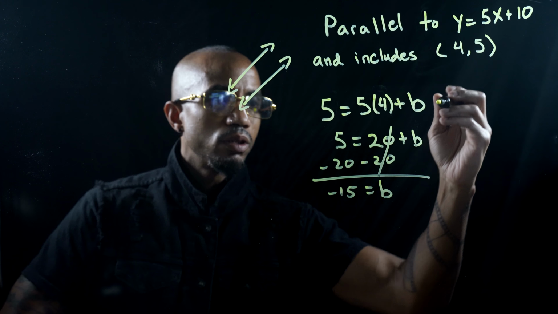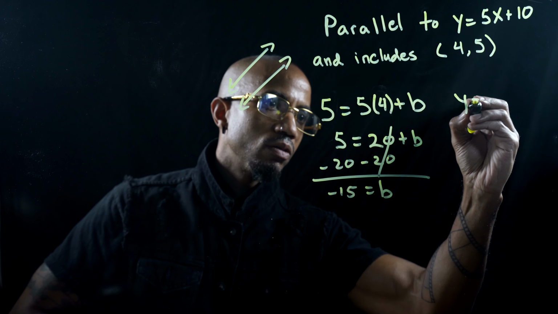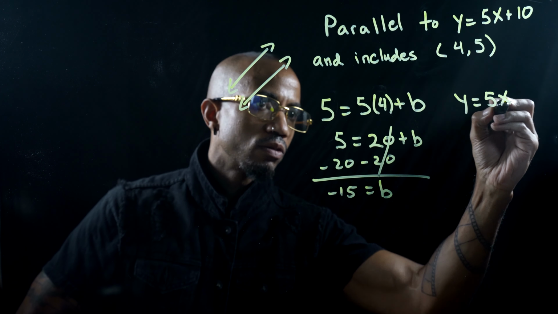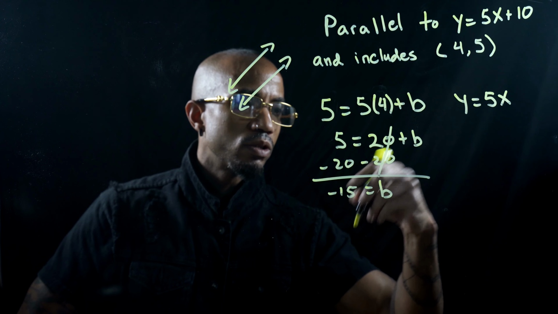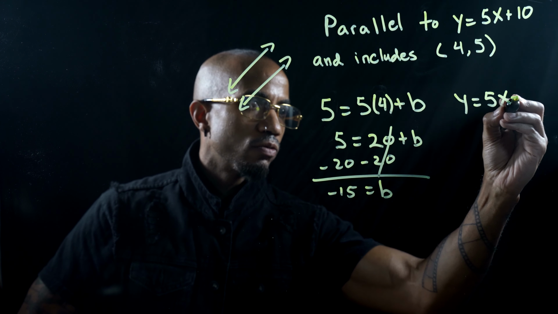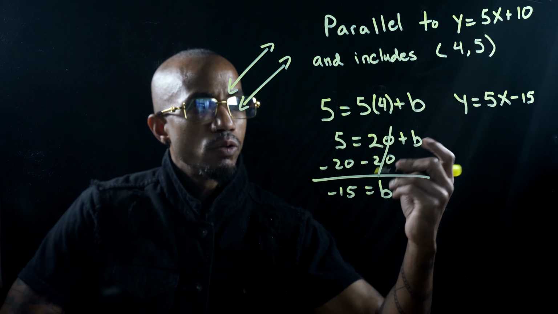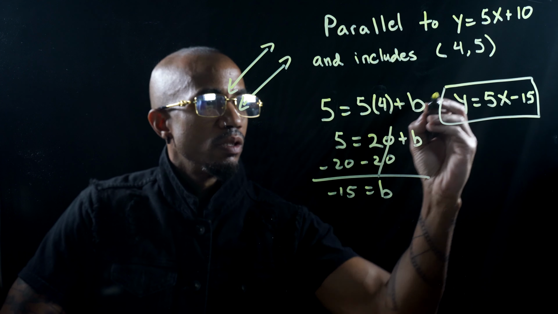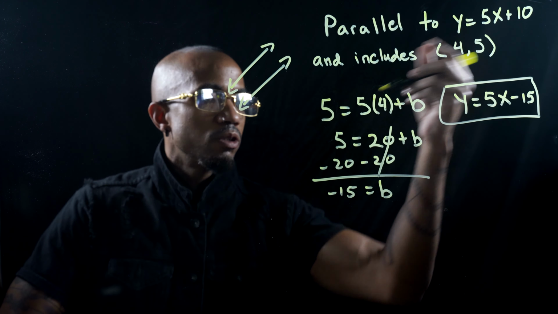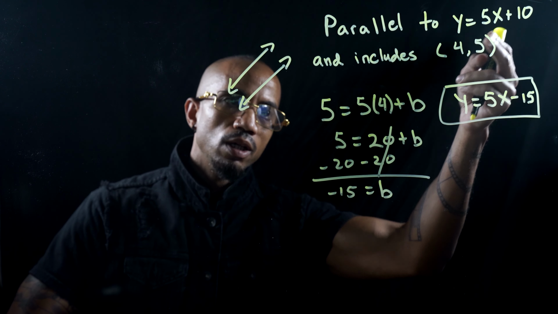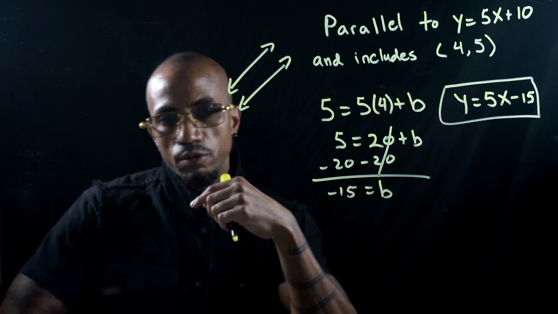And so my final equation is y is equal to the same slope, because it's parallel, 5x, and then our y-intercept that we solved for was minus 15. Okay, there we go. So now we wrote an equation in slope-intercept form, which they gave to us in slope-intercept form, that is parallel to y equals 5x plus 10, and that also includes this point (4, 5).